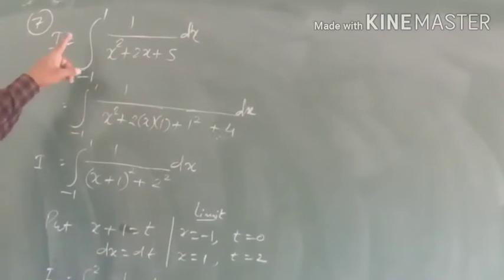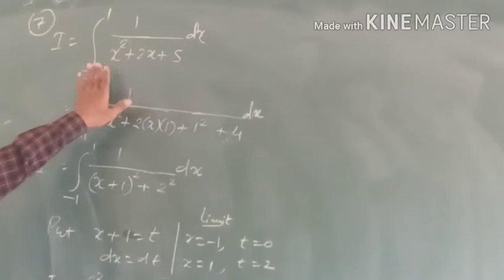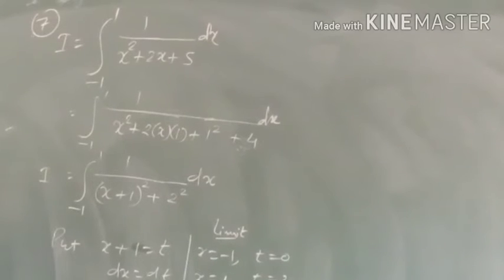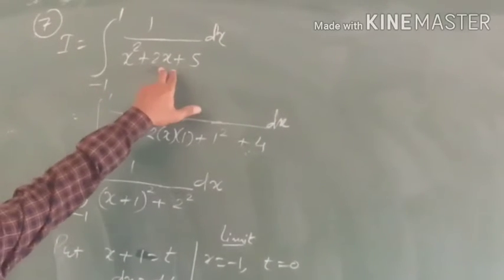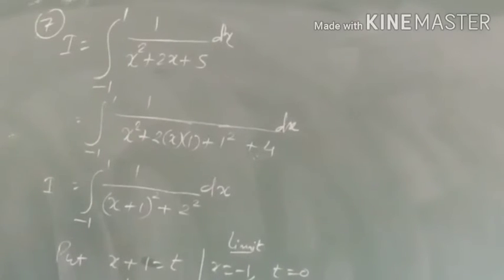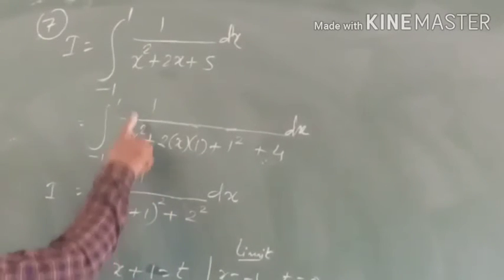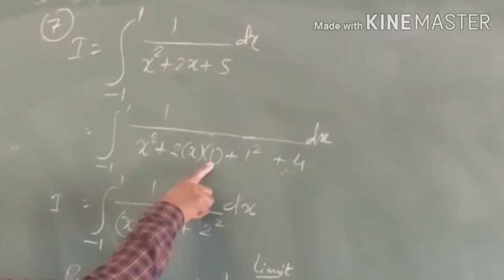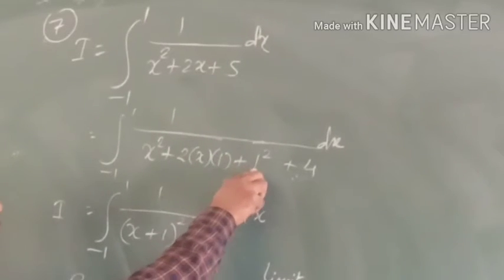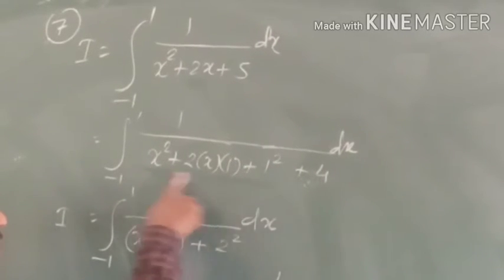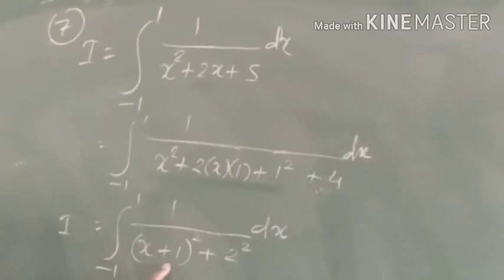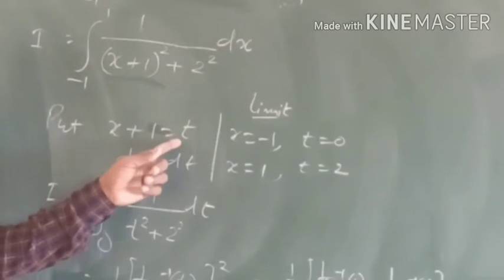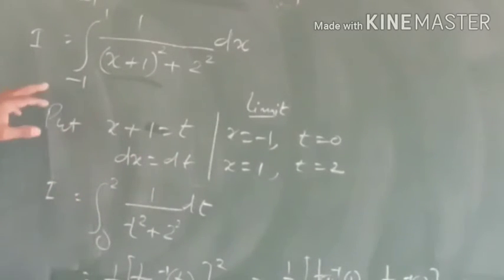Integral I, which is minus 1 to plus 1, 1 upon x square plus 2x plus 5. Once again use completing the whole square, since here the middle term will not be splitting. So first write x square, after that 2ab means x, and b that is 1, and after that this is 5, so write 1 plus 4. So it is (x plus 1) whole square, and in place of 4 write 2 square, and in this question put x plus 1 is equal to t, so dx is equal to dt, and change the limit also.